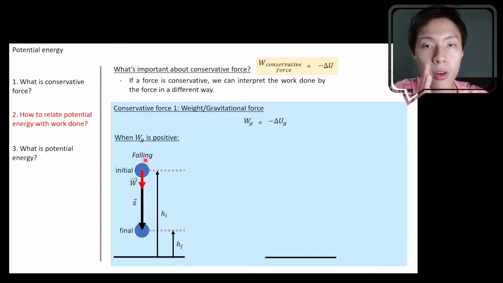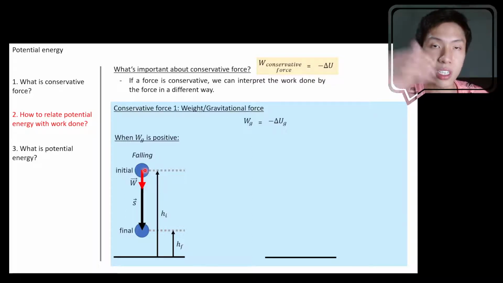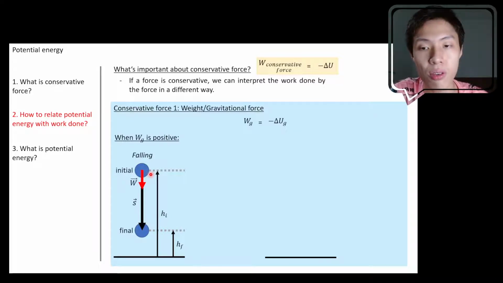Our focus here is to determine the work done by gravity, so we need to determine the weight and the displacement. The weight is pointing downwards because that's the gravitational pull exerted by the Earth. The displacement is also pointing downward because the object is falling. So the work done by gravity is the magnitude of the weight times the magnitude of the displacement, multiplied by cosine of 0 degrees, because the weight and the displacement point in the same direction, downwards.